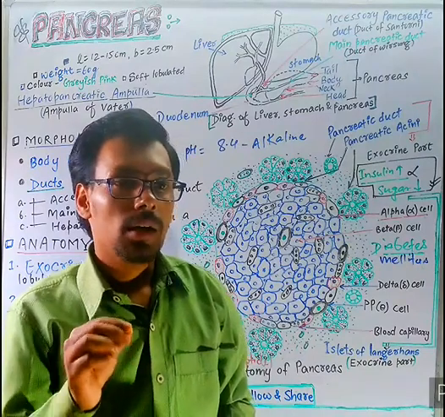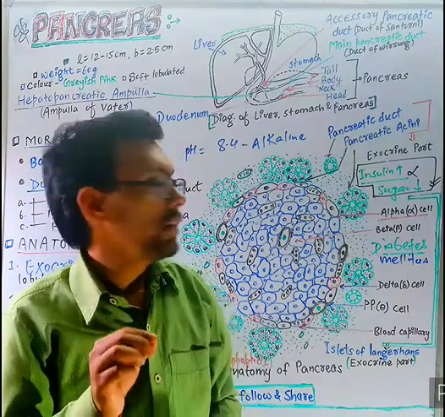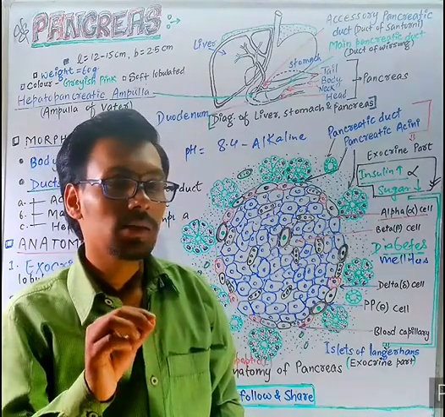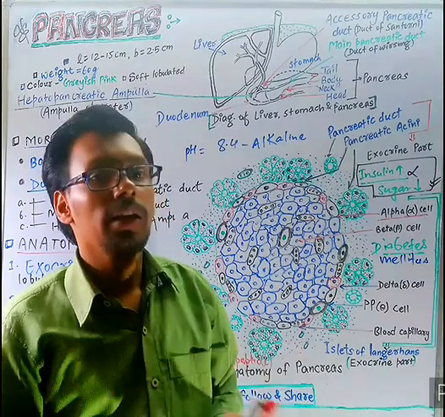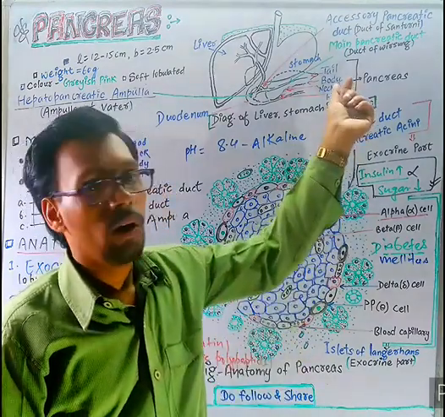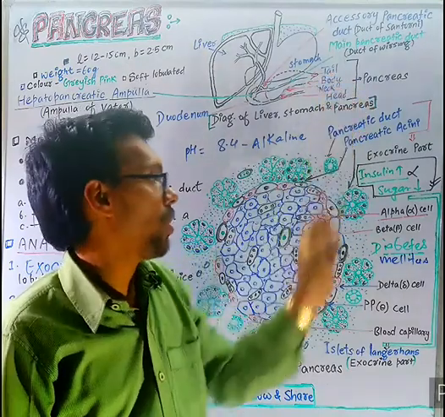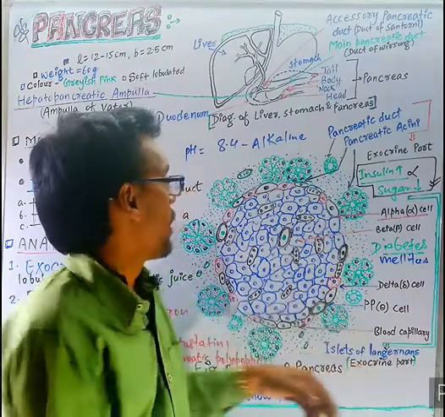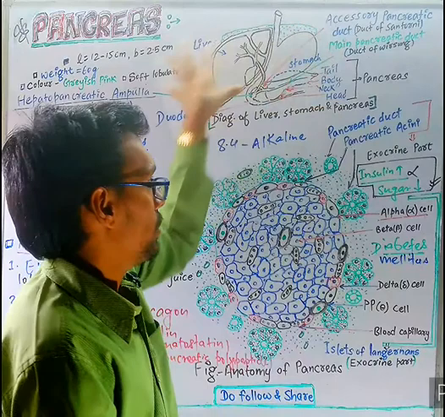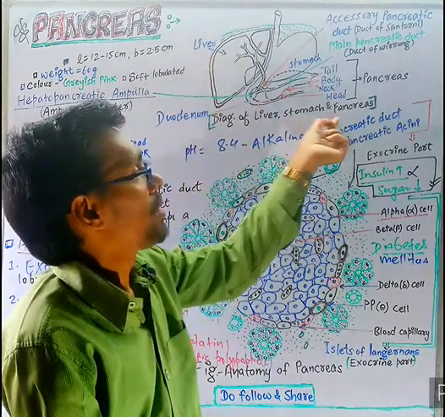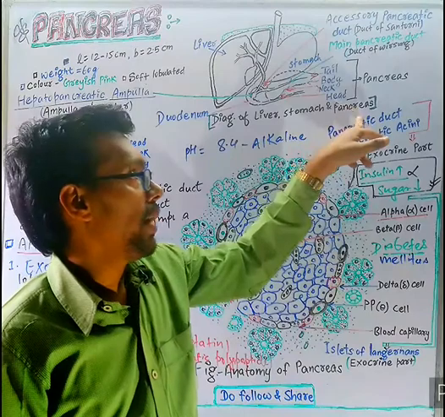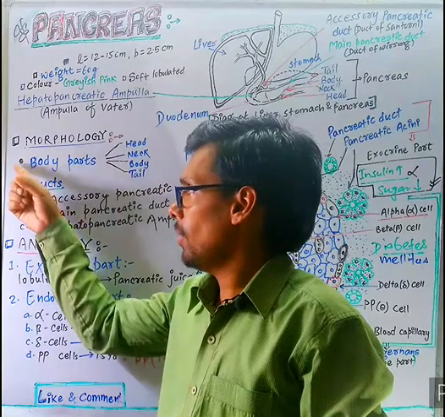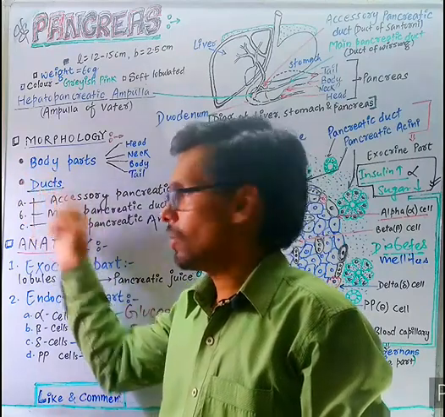In the tail, there are numerous small lobule-like structures, about 1 million in number. Inside are a type of endocrine glands, generally called Islet of Langerhans, which you will study in 10th class. Here we draw a diagram of liver, stomach, and the pancreas seen inside. We studied the morphology and body parts of pancreas; now we discuss the ducts of pancreas.